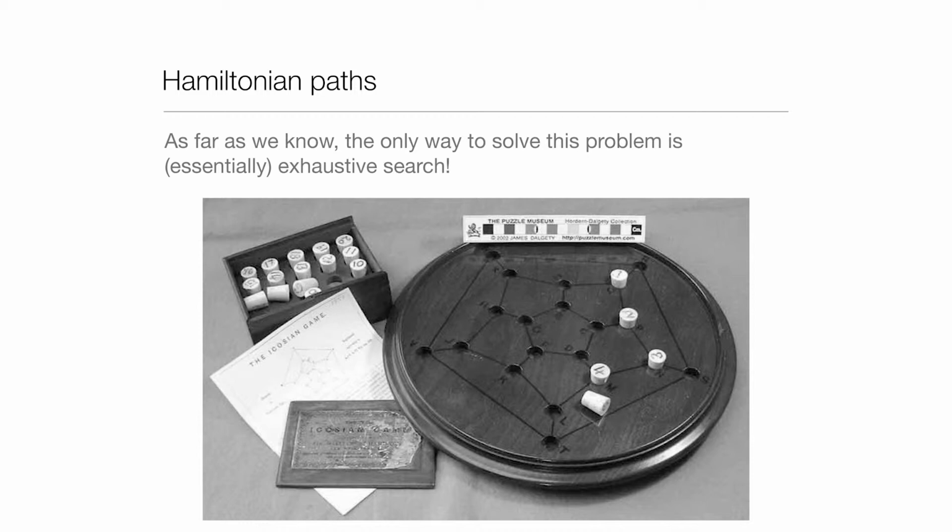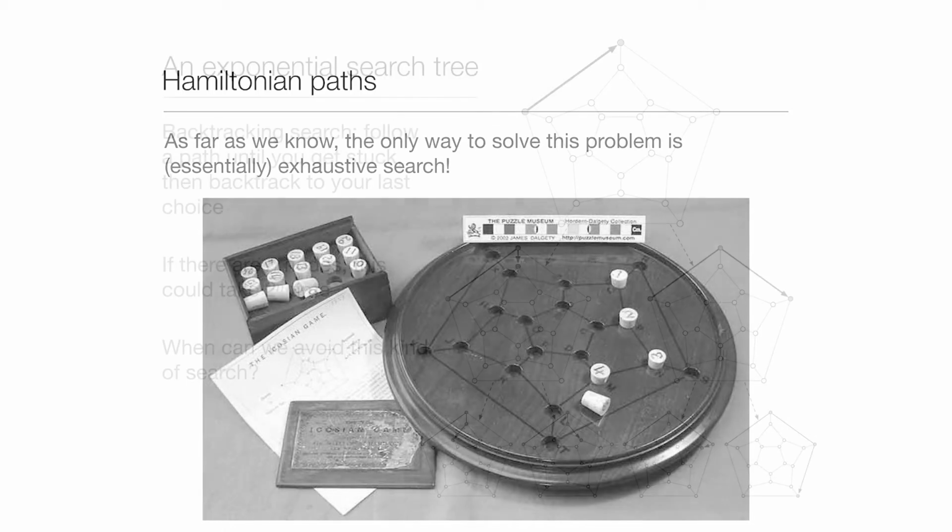The funny thing about the Hamiltonian path, where we're visiting each vertex exactly once, is that as far as we know, there's no way to avoid some kind of exhaustive search. So as far as we know, there is no insight, no simplification analogous to Euler's, which lets us cut through the search process and immediately see whether a solution exists or not.